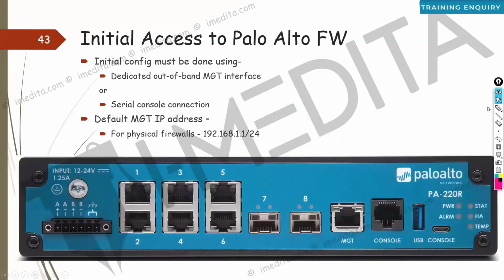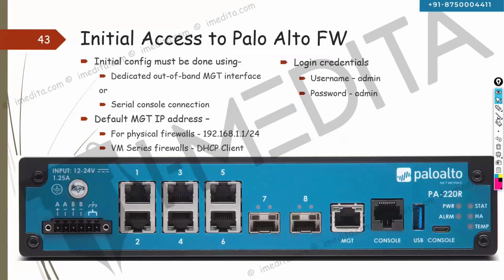Next is initial access to the firewall. When you have a firewall, either physical or virtual, it will use normal data interfaces like 1, 2, 3, 4, 5, and 6. These are RJ45 interfaces. The firewall will also use a dedicated gigabit interface port. The firewall has a dedicated management port.